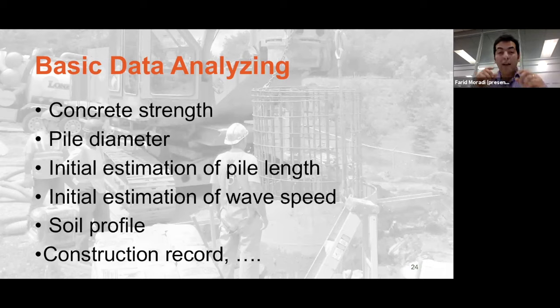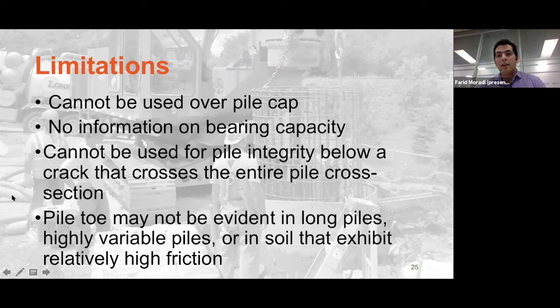Having every piece of this information helps you to better understand the signals you collected and to better interpret the results. That specific testing has its own limitations, and we should always be aware of the limitations of this technology. You cannot use the pile integrity test, ASTM D5882, over a pile cap, because you always need to put your sensors directly on the pile head, in direct contact.